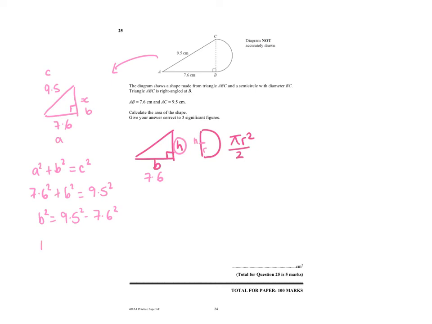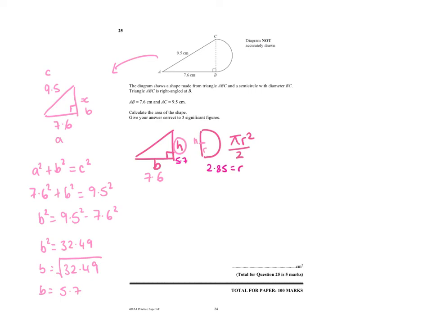32.49. So my B squared equals 32.49. To find B, I need to square root 32.49, so root 32.49, which is 5.7. So my B is in fact 5.7. So I now know my height is 5.7. My radius is half of my height, so 5.7 divided by 2 is 2.85.